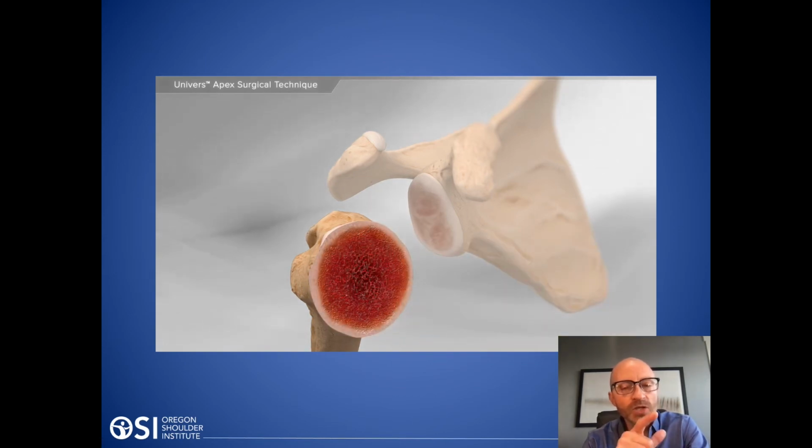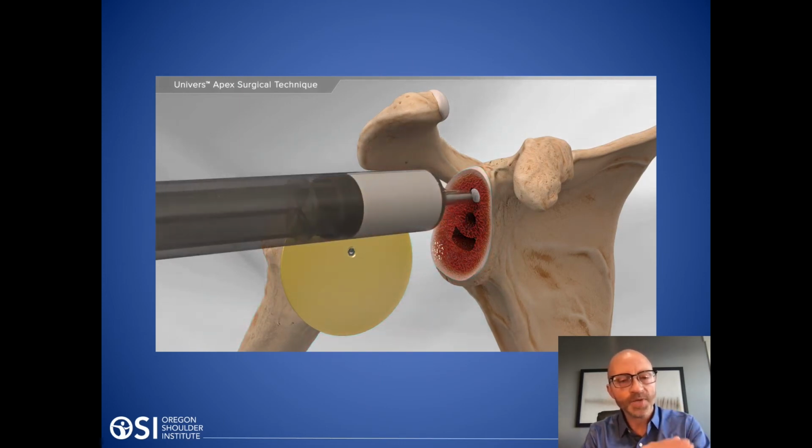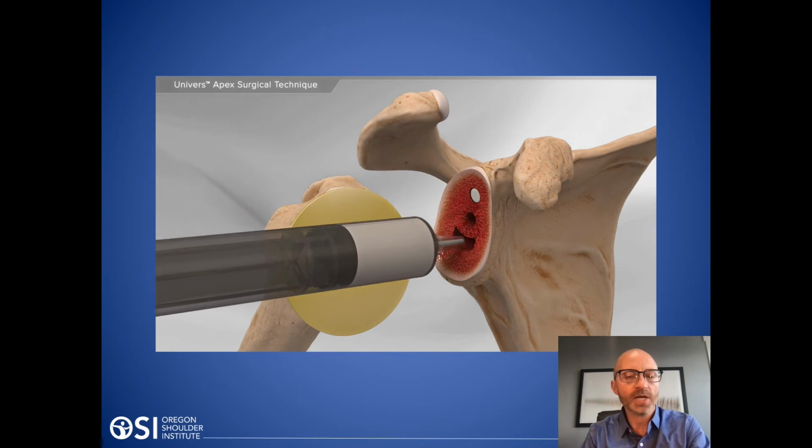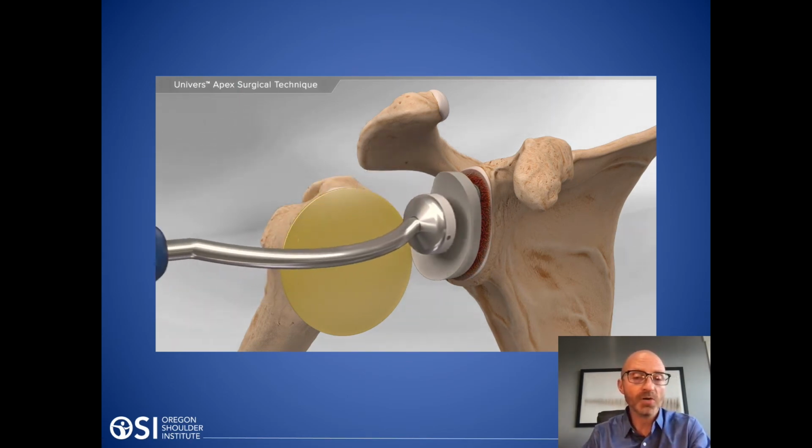So we make an incision in front of the shoulder about 4 inches long, go between the muscles. First thing we do after we get inside the shoulder is we remove the diseased ball side. That gives us access to the socket. We try to remove as minimal bone as possible.